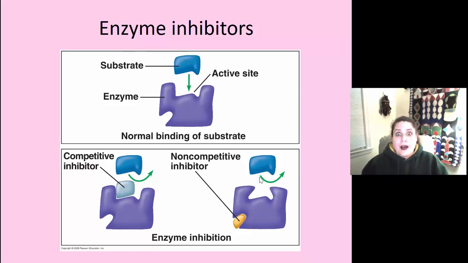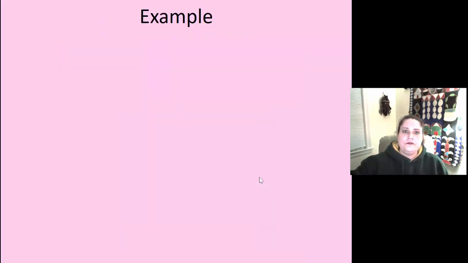So again, inhibitors are molecules, and they're molecules that are going to come in and either mimic the substrate itself and go into the active site, or they're going to go into some other part of the enzyme that's not the active site and change the active site shape enough that the substrate can't get in there.